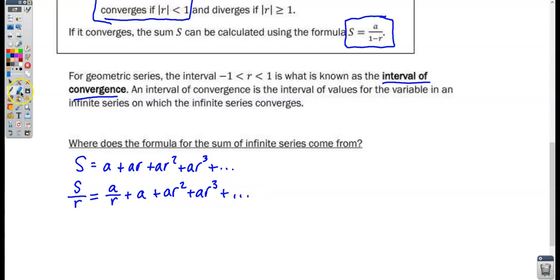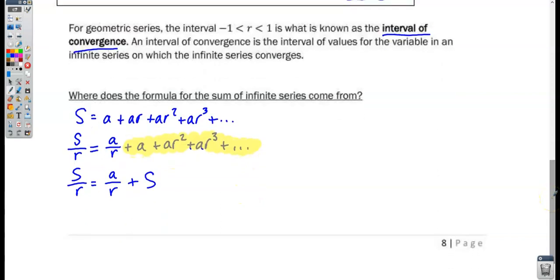Now you'll notice that this expression right here is identical to the sum of the series. And so I can replace that with an S. And so this is equal to S. And we get that expression. All right. Now, we just got done dividing by R, so I'm going to go ahead and multiply both sides of this equation back by R, and I get S equals A plus SR.